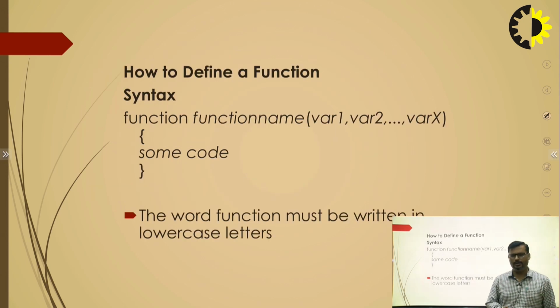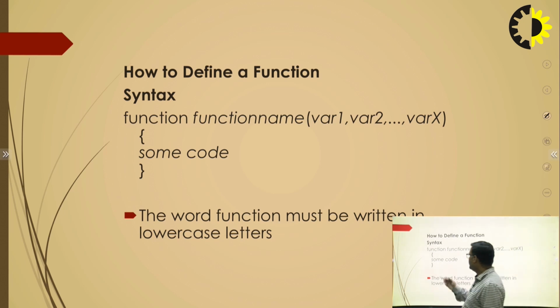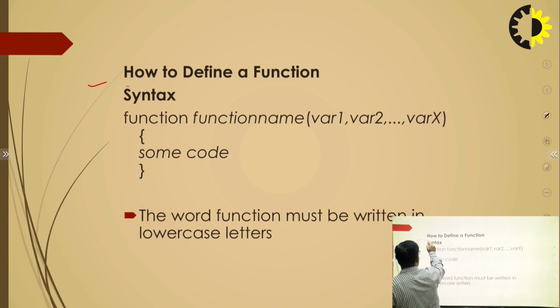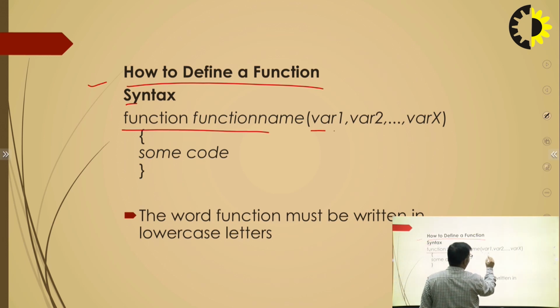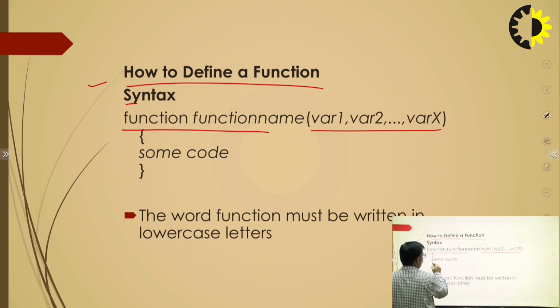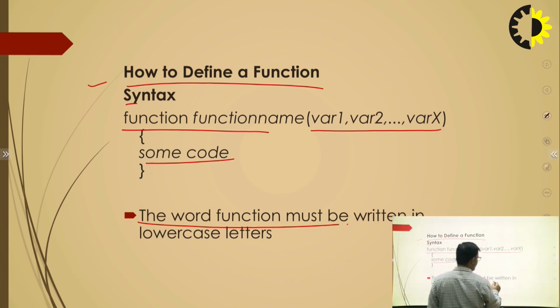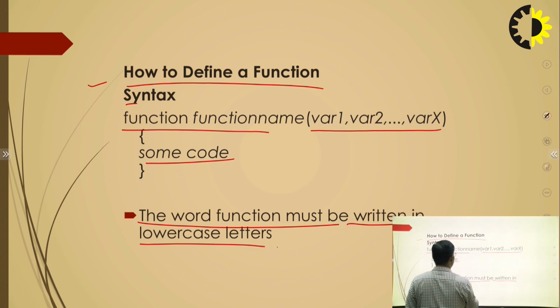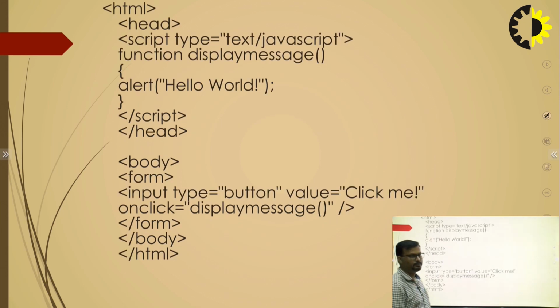How to define a function? Syntax: function, function name, then variable names, some code. The word function must be written in lowercase, always keep this in mind. This is one example.